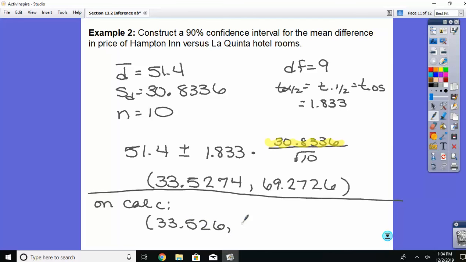We were pretty close. Ours is slightly different because we rounded our standard deviation, but you can do it either way. Unless I specifically say do it by hand, do it on calculator. Okay. Questions there? I would like for you guys to do one on your own. We're just going to do a problem out of the book, I think.